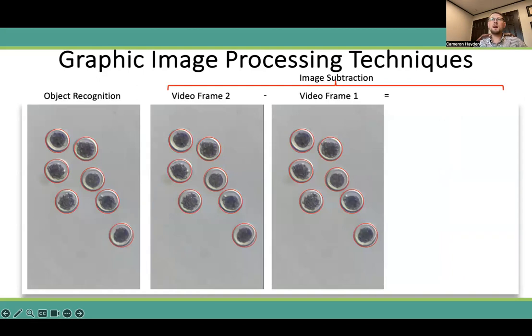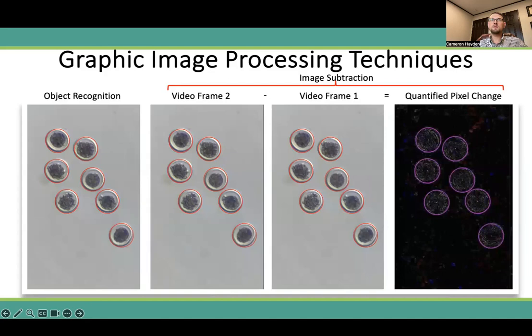After the embryos were identified by the machine learning model, the object detection model layered each frame on top of each other and subtracted the pixel difference from one frame to the next. This image subtraction process quantified the pixel change from one frame to the next frame for the entirety of the video, as we can see here in the last image where white pixels are denoting a change. This allowed the capture of morphokinetic movement of each embryo and the ability to quantify the results.